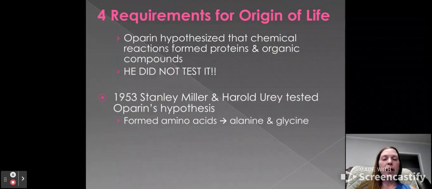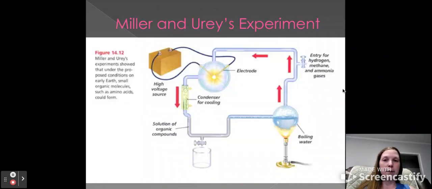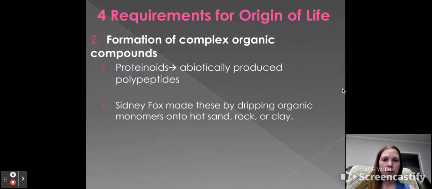He hypothesized that chemical reactions form proteins and organic compounds, but he did not test this. Okay, so this is an untested hypothesis. Until 1953, when Stanley Miller and Harold Urey tested this hypothesis. They were able to form the amino acids alanine and glycine, and this is the process that they used to do that. So you can pause it and read over those.